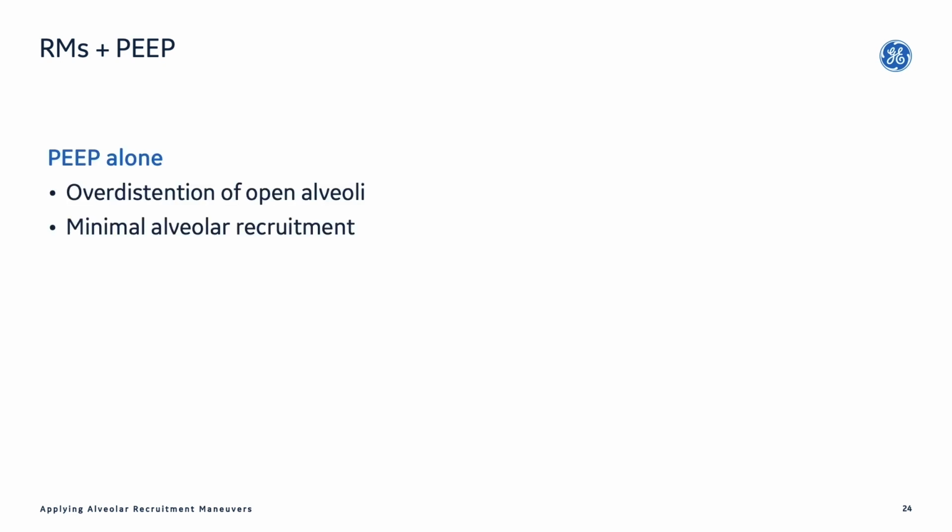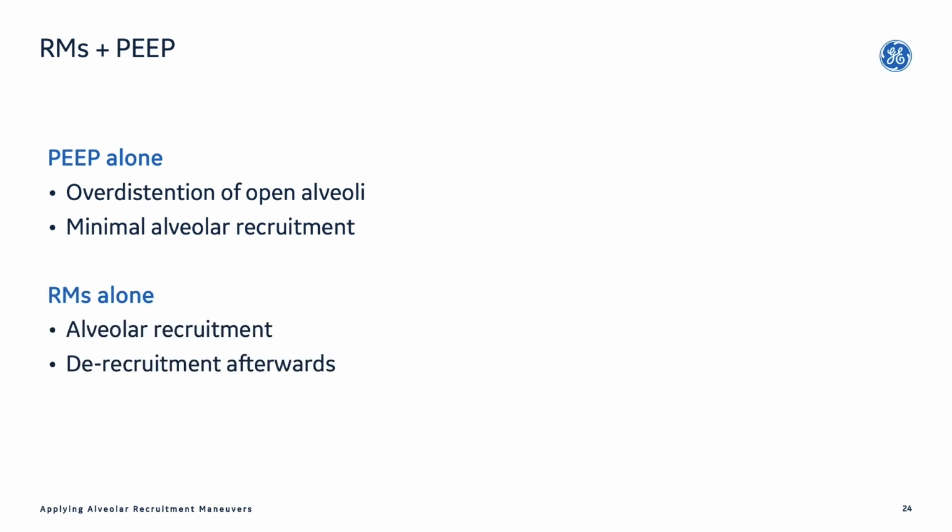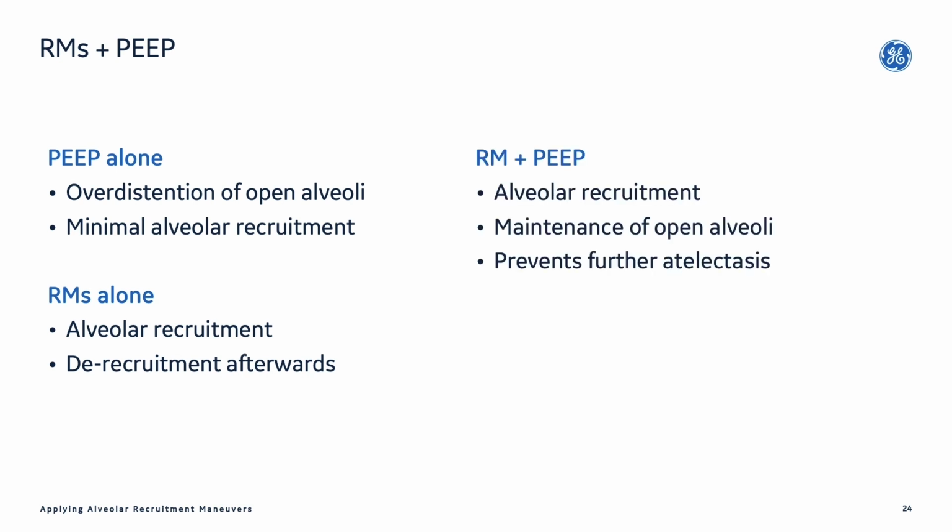It should be remembered that PEEP alone can cause overdistension of open alveoli and may lead to minimal alveolar recruitment, while recruitment maneuvers alone will increase the number of alveoli that are in the open state, but de-recruitment can occur quickly afterwards. And so recruitment maneuvers and PEEP must be used in combination to recruit alveoli, maintain them in the open state, and prevent further atelectasis.